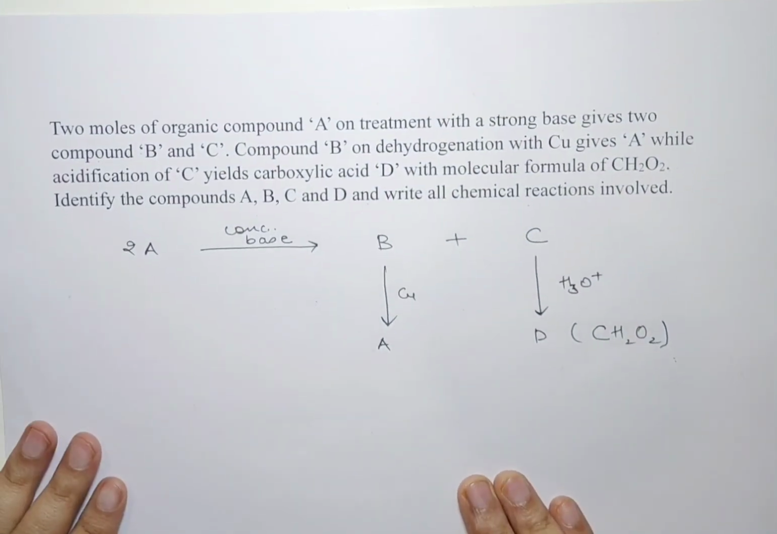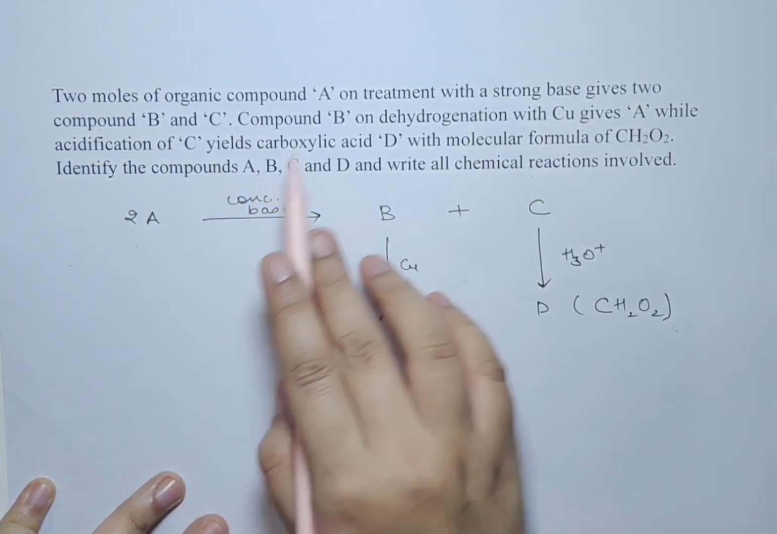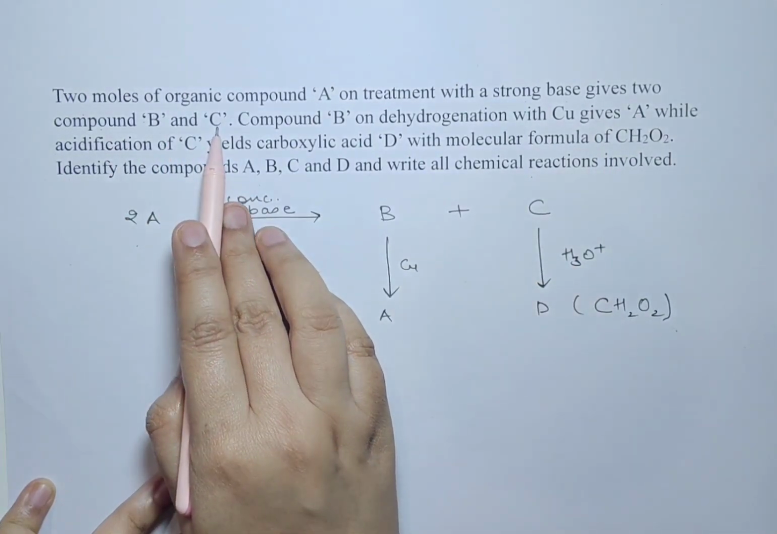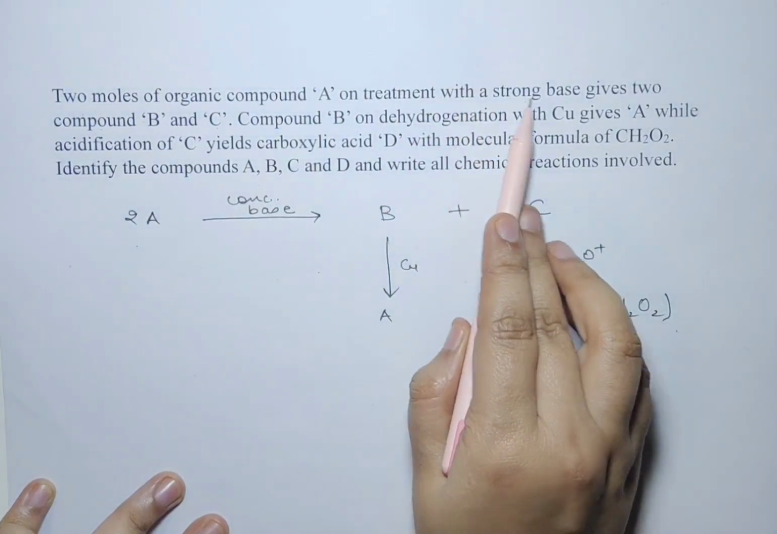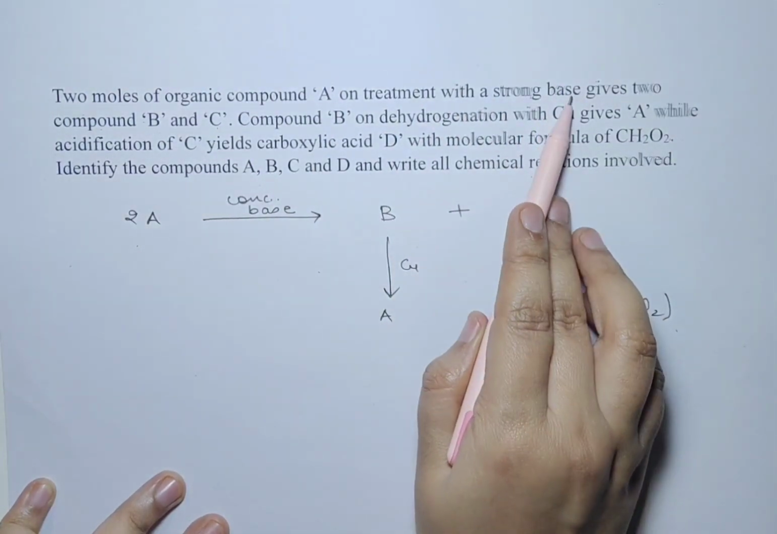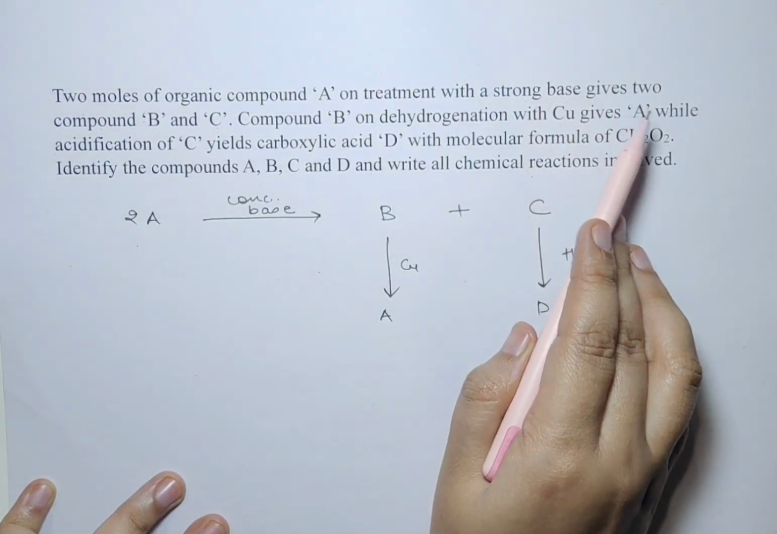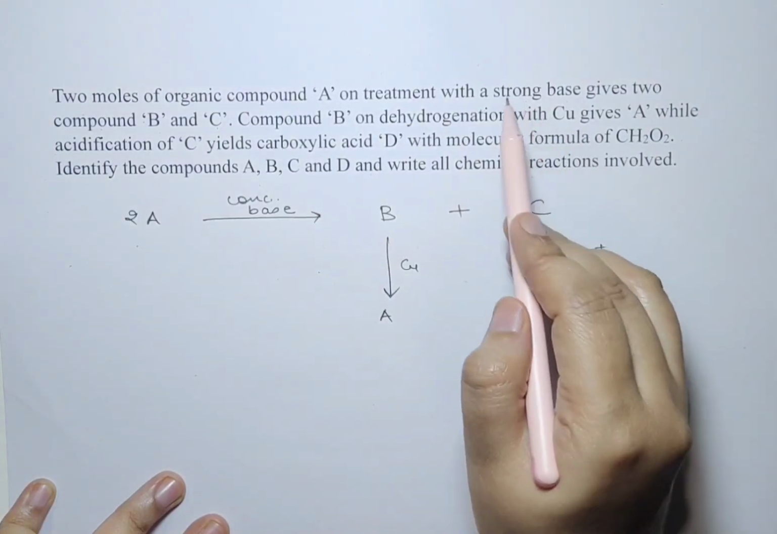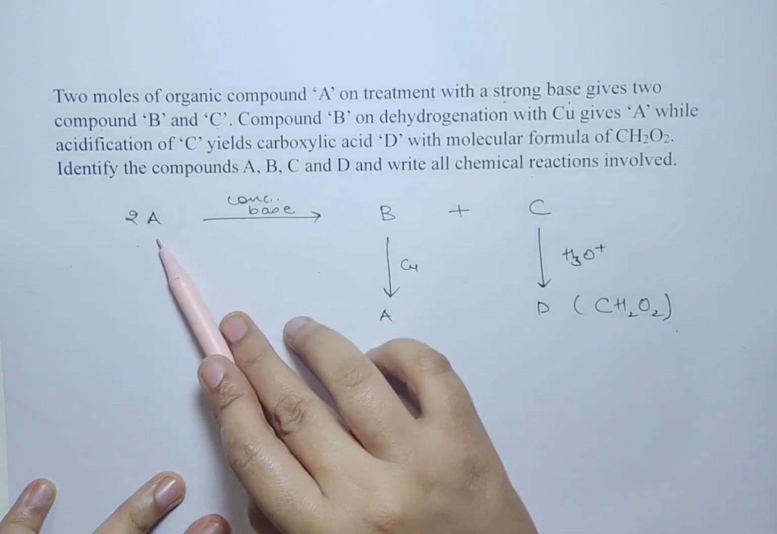Let's move on to the next question and the final question. So here, 2 moles of organic compound A upon treatment with a strong base give you 2 compounds B and C. Now, when an organic compound is treated with strong base, you have 2 reactions. One is aldol condensation and the second one is Cannizzaro. In aldol condensation, we have dilute base. Strong base means concentrated base. So that is one clue that this reaction can be Cannizzaro.